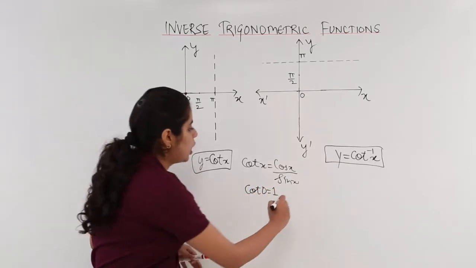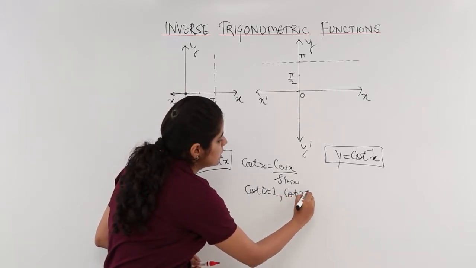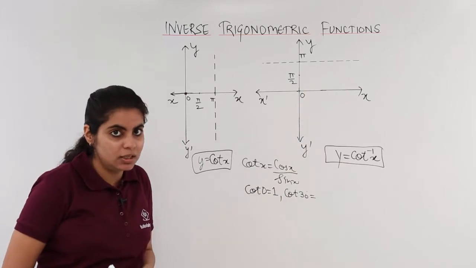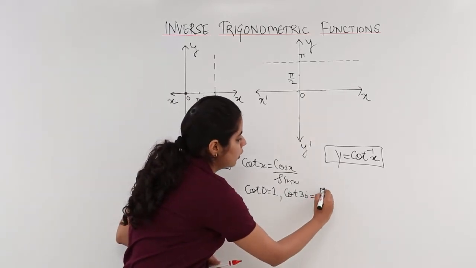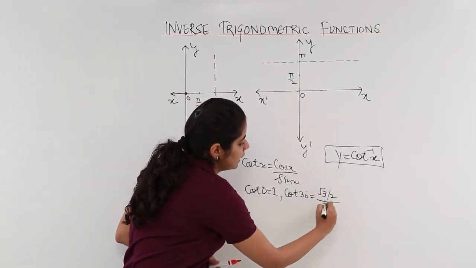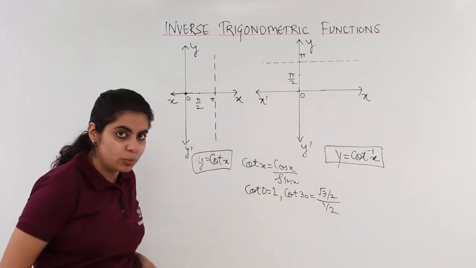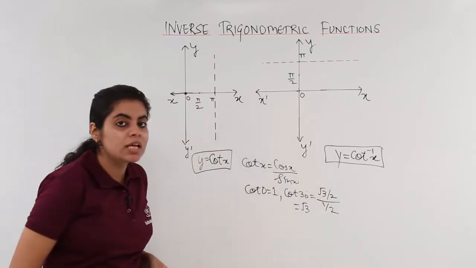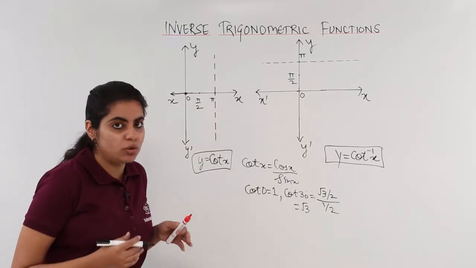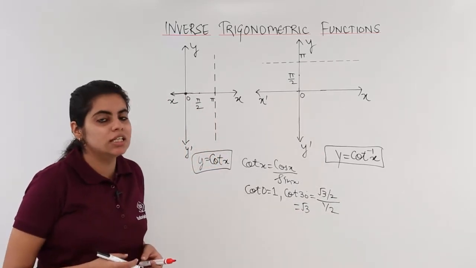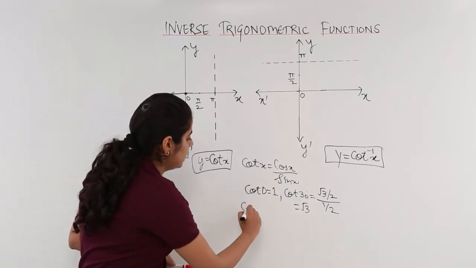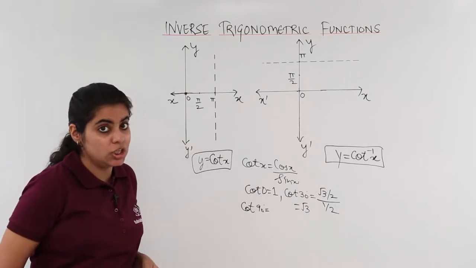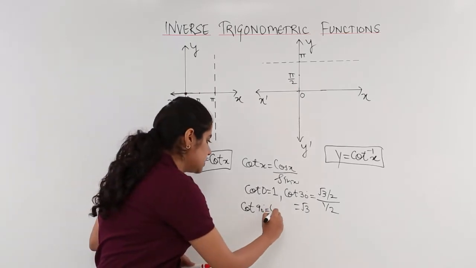What is cot 30 degrees? Cot 30 degrees is cos 30 upon sin 30. Cos 30 is root 3 upon 2. Sin 30 is 1 upon 2. 2 and 2 get cancelled. So, cot 30 is root 3. Similarly, you can find the values of cot 45, cot 60, cot 90. What is cot 90? Cot 90 degrees is cos 90 upon sin 90. Cos 90 is 0. So, cot 90 is 0.